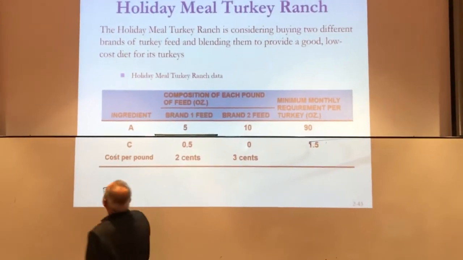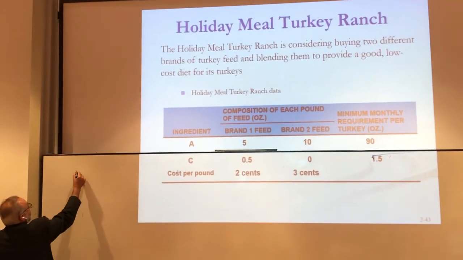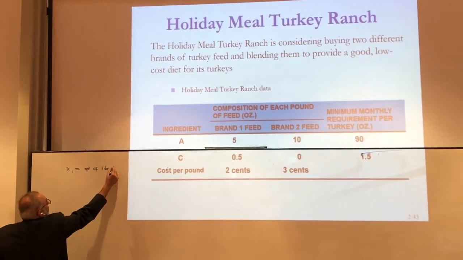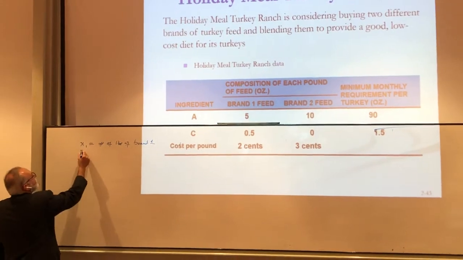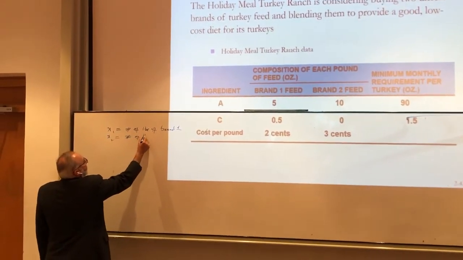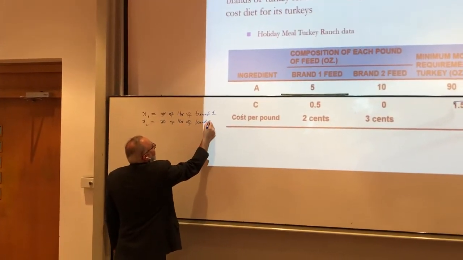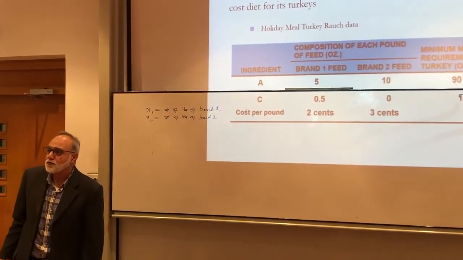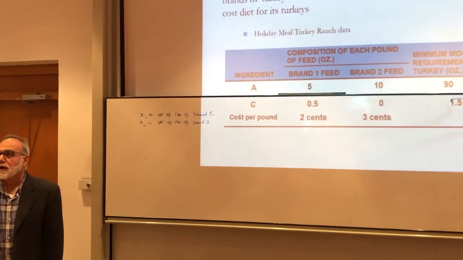Okay, let's try to formulate it first. We defined the decision variables. X1 is equal to the number of pounds of brand 1, and X2 is the number of pounds of brand 2. Please note that pounds can be written with LBS. LB is also used for writing pounds.